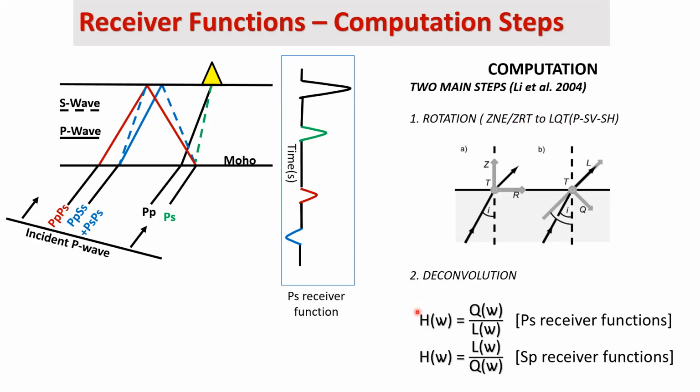Likewise, deconvolution. So this is the Earth impulse response, which is represented by H here, H in frequency domain, omega. And here you are deconvolving the L component from the Q component. And for computation of the SP receiver function, you are deconvolving the Q component from the L component.